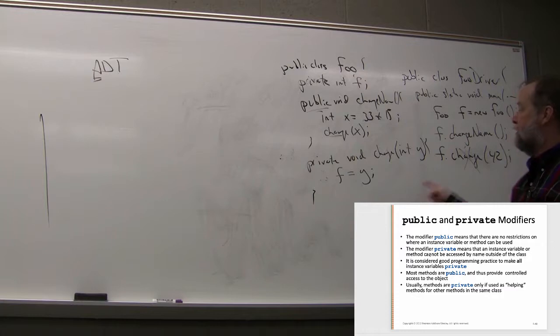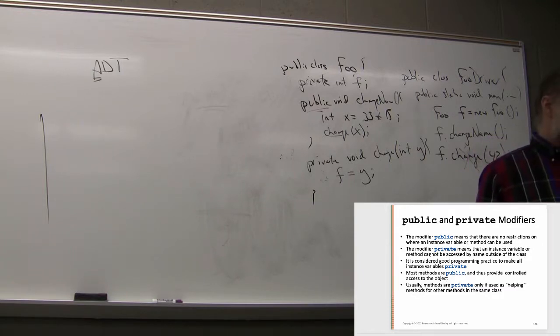In fact, you wouldn't even really know that it exists, because if you read the API documentation for the class, it won't even mention the private methods, because you can't call them anyways. So they won't be listed. We don't list the private stuff. It doesn't matter.